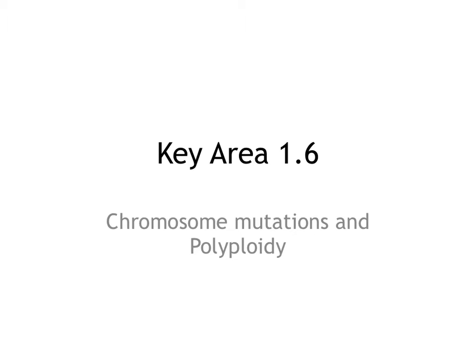So this is the second video on key area 1.6. In the first video we had a look at gene mutations. Sorry, there's a bell ringing in the background there. And in this one we're going to have a look at chromosome mutations and at this thing here called polyploidy.